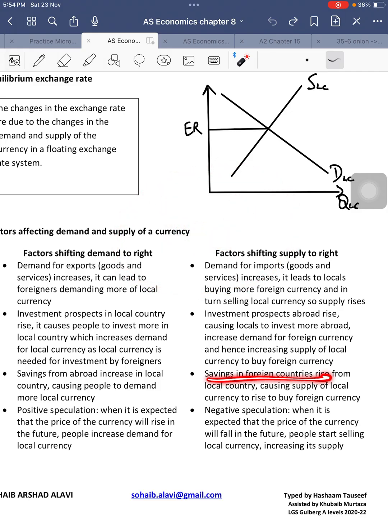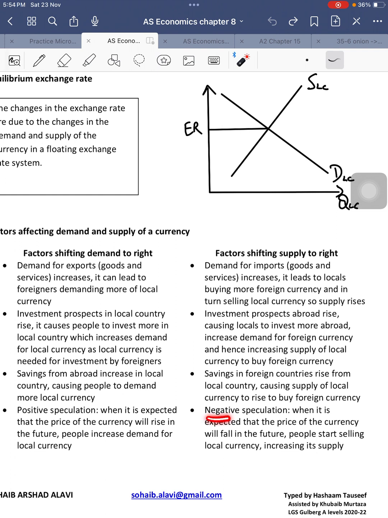Number 3, if the locals want to save money in foreign countries, let's suppose the local people want to save more money in Swiss banks, what will they do? They will sell the rupee in order to buy Swiss francs. So as a result, the supply of the rupee will increase.